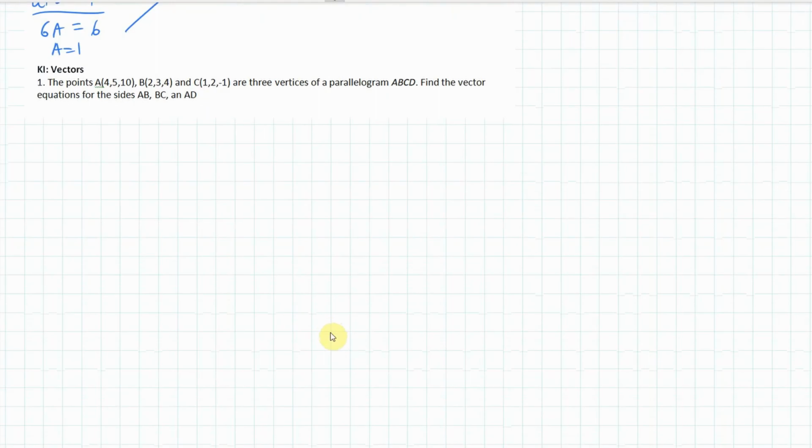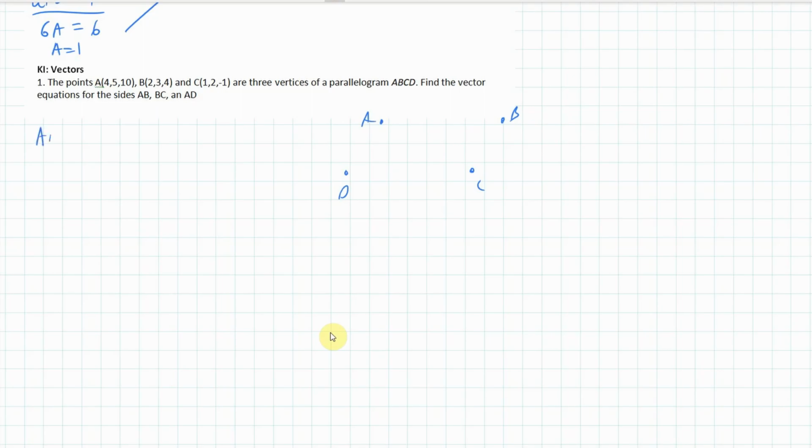This is a bit easier than last week, I think. We've got these points. They're three vertices of a parallelogram, A, B, C, D. Okay, so here's A, B, C. So D's over here. So this is a parallelogram, right? Now, find the vector equations for the sides AB, BC, and AD.